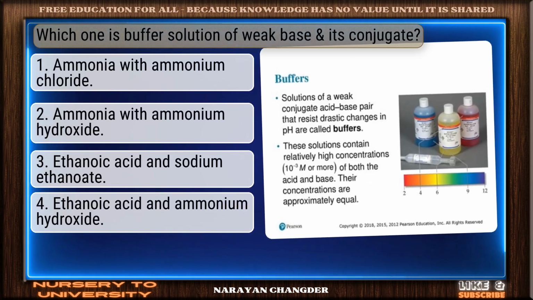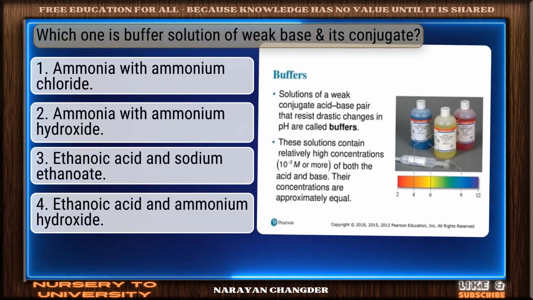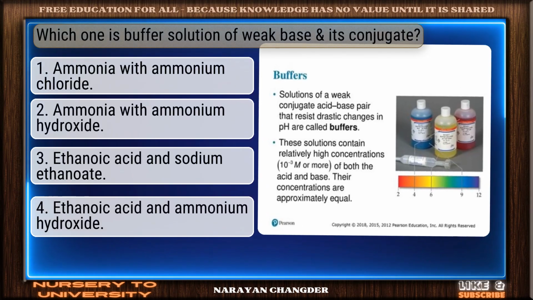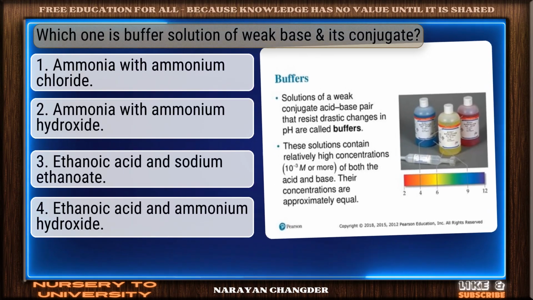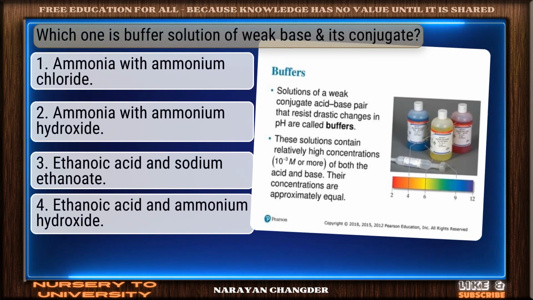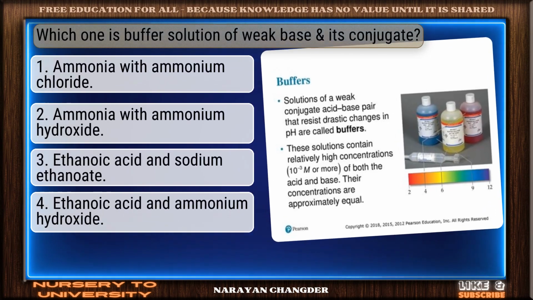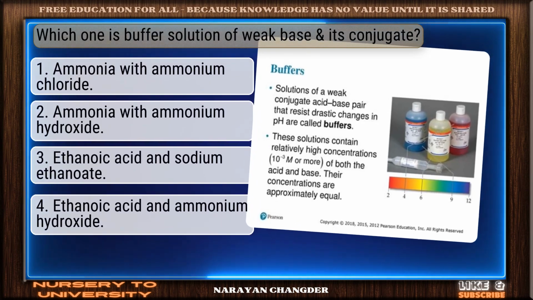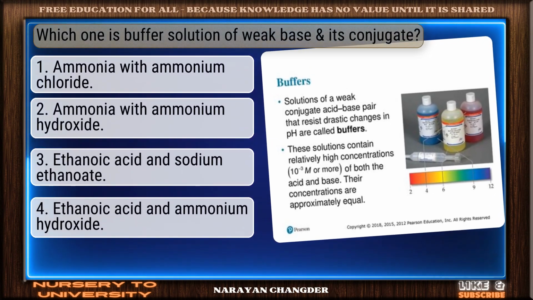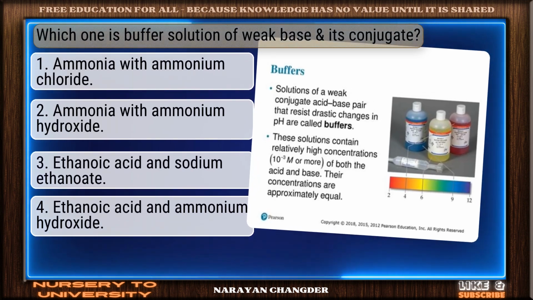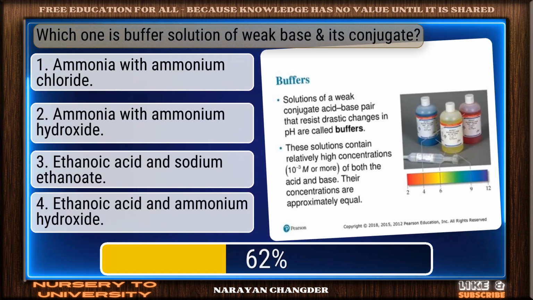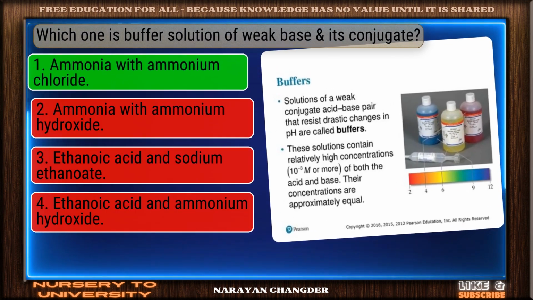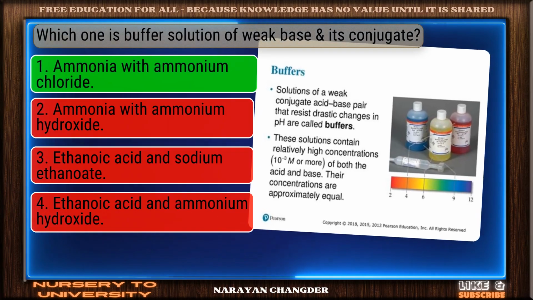Which one is a buffer solution of a weak base and its conjugate? Option 1, ammonia with ammonium chloride. Option 2, ammonia with ammonium hydroxide. Option 3, ethanoic acid and sodium ethanoate. Option 4, ethanoic acid and ammonium hydroxide. Right choice, ammonia with ammonium chloride.